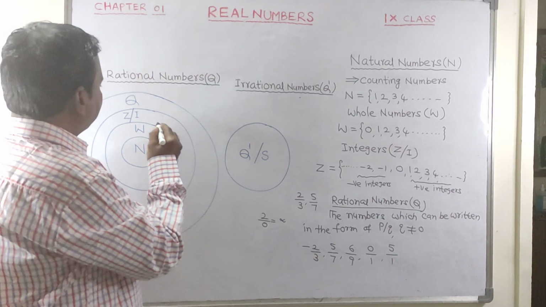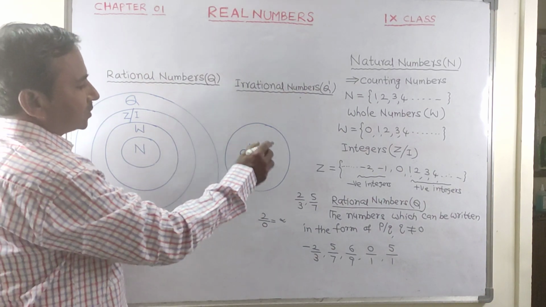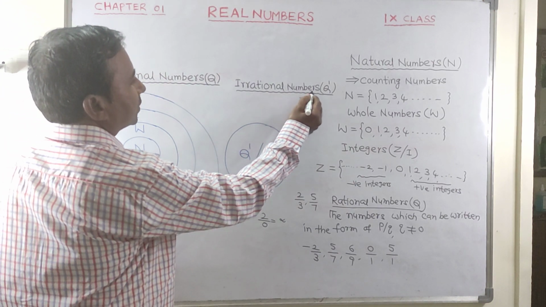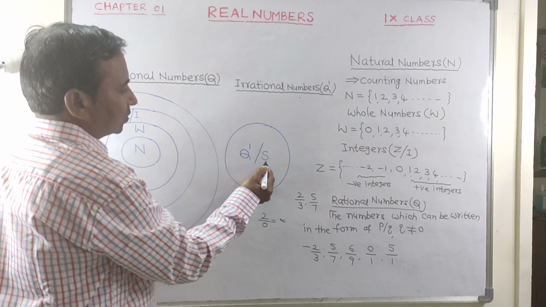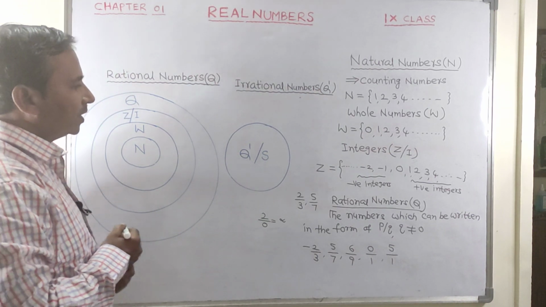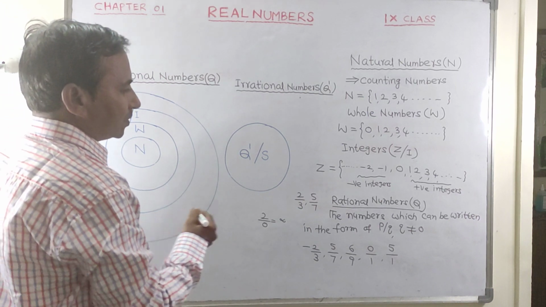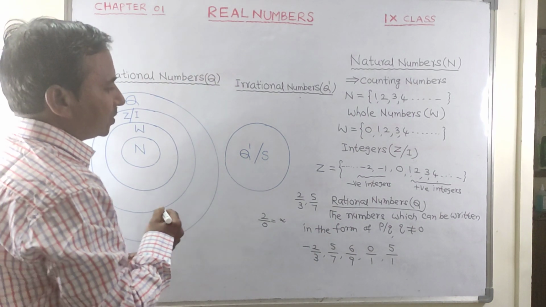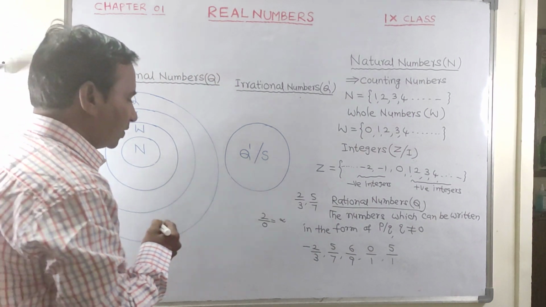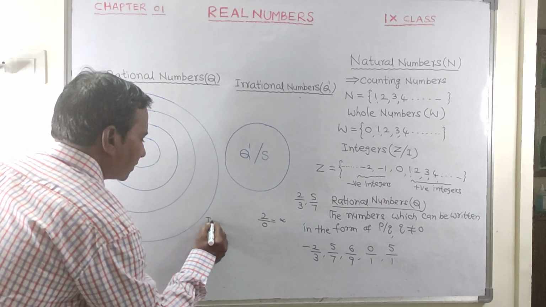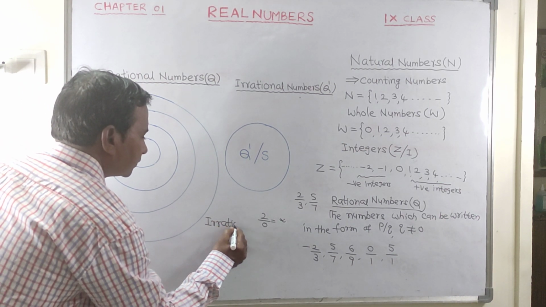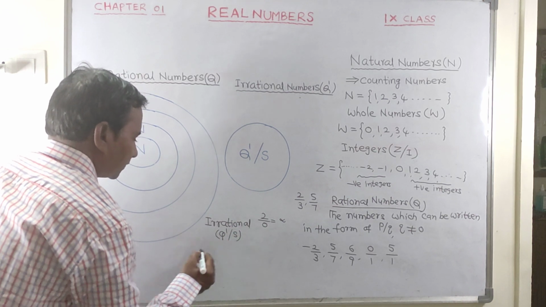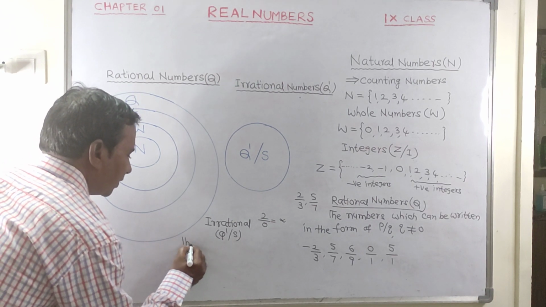So after the set of rational numbers, let us consider another set which is called irrational numbers. Irrational numbers are represented by Q dash or the symbol S. So how can we define irrational numbers? Rational numbers can be represented by p by q, and irrational numbers cannot be represented in the form of p by q. So let us write like this: irrational numbers, represented with Q dash or S. So how can we define them?